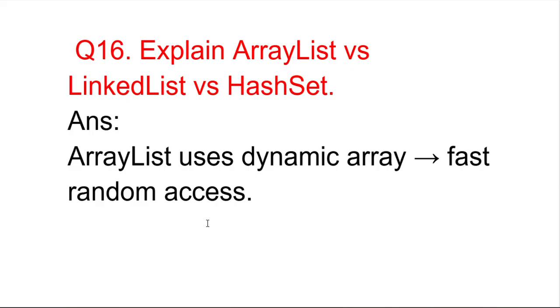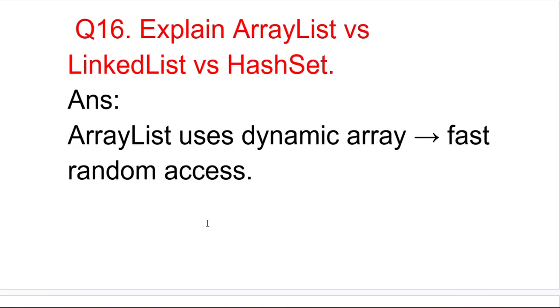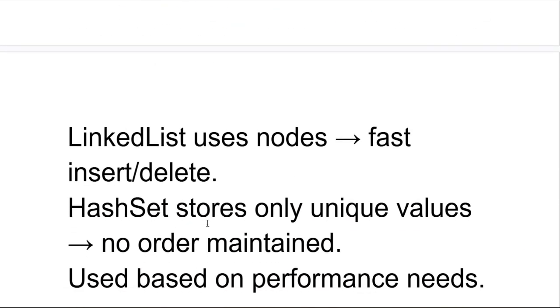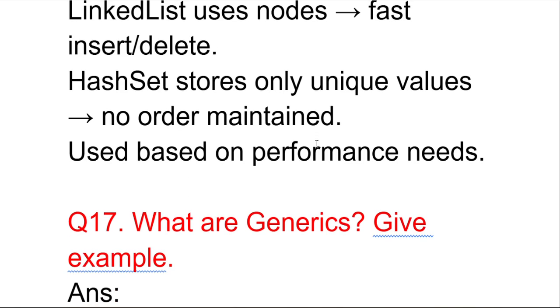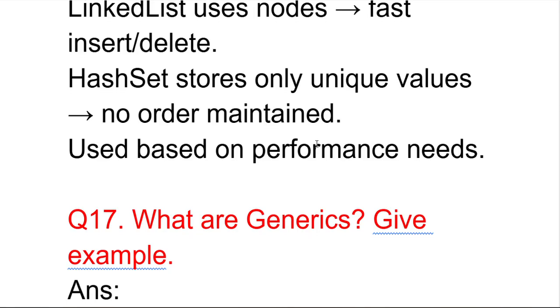So the next question is explain array list versus linked list versus hash set. This is not a very important question, but also a green line question, like an intermediate question. Array list uses dynamic array that is fast random access, but linked list uses nodes that is fast insert or delete. But for hash set, it stores only unique values. No order is maintained here for hash set. It is used based on performance needs.